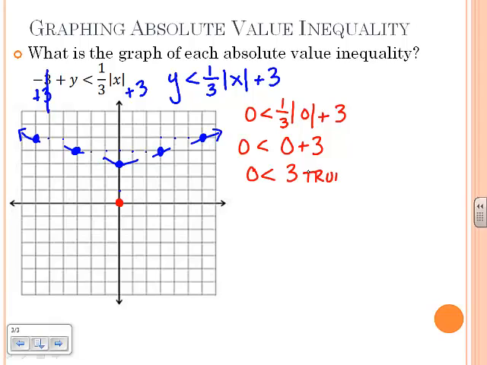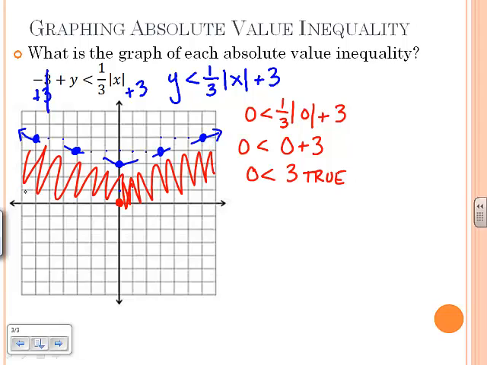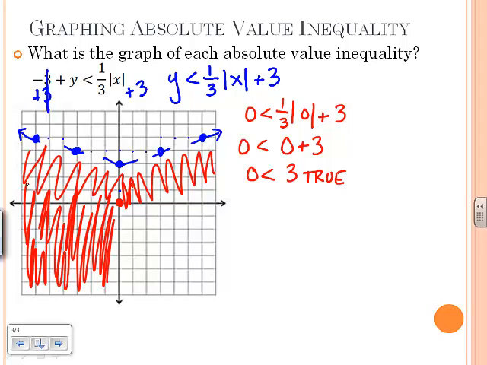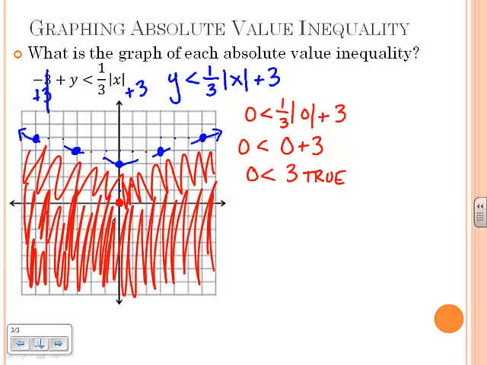This is a true statement, so I want to shade where that point is, which means I'm going to shade below the V shape. Don't just shade directly below the V shape like this. You want to make sure that everything all the way to the end of the graph gets shaded. So that shading is everything on that graph below the V.